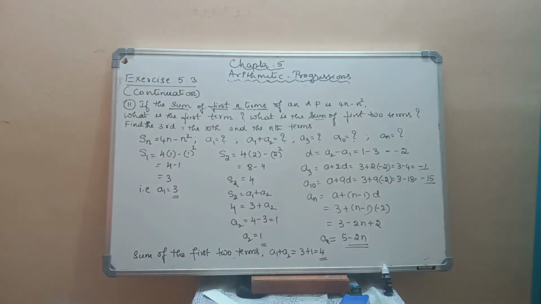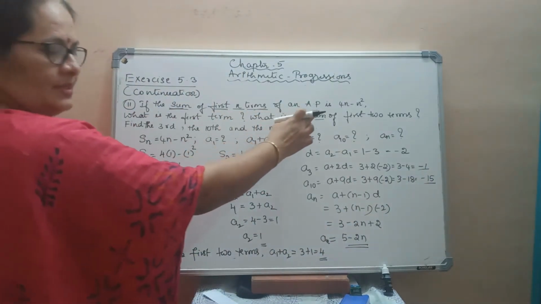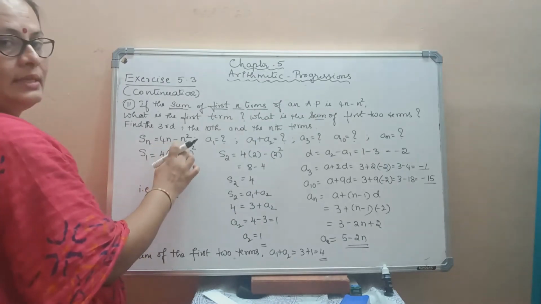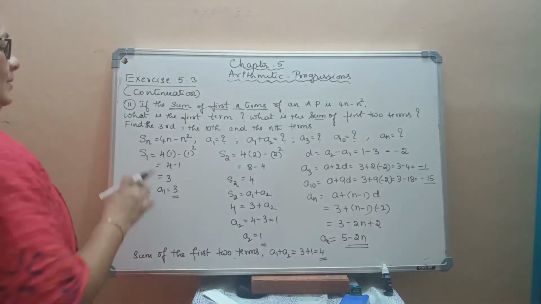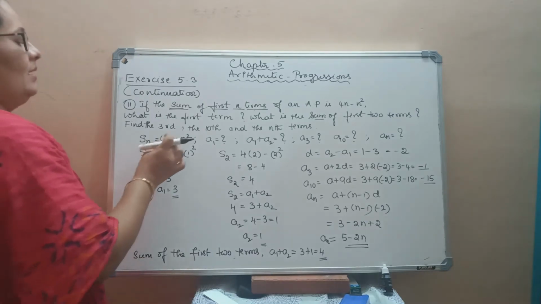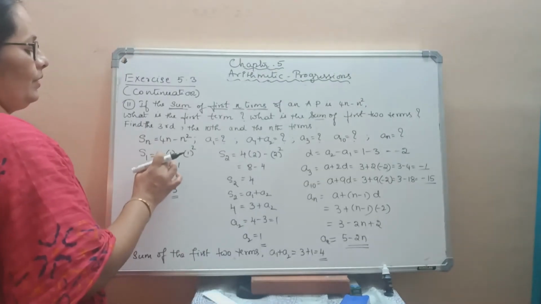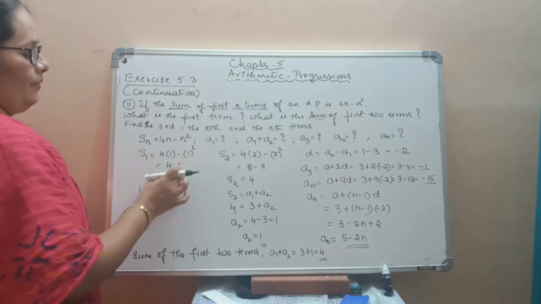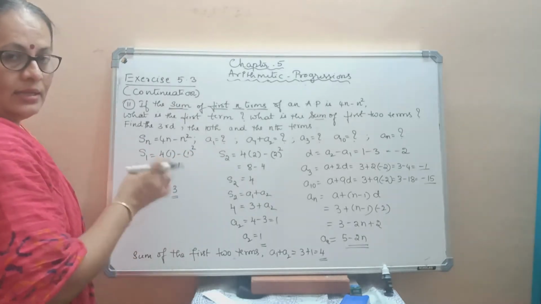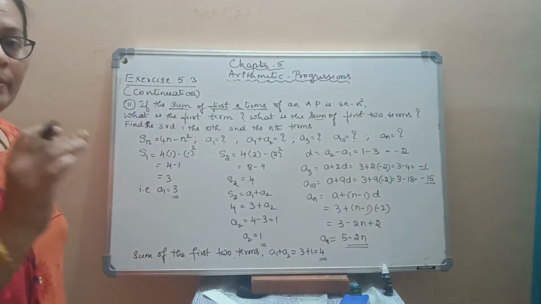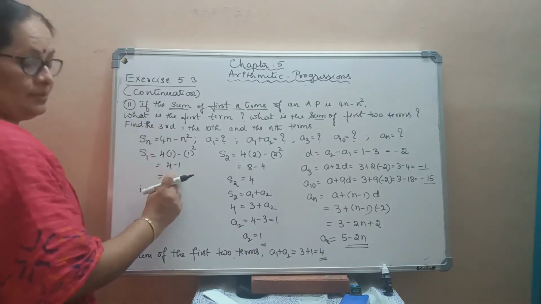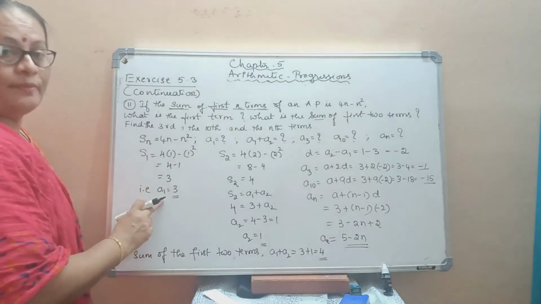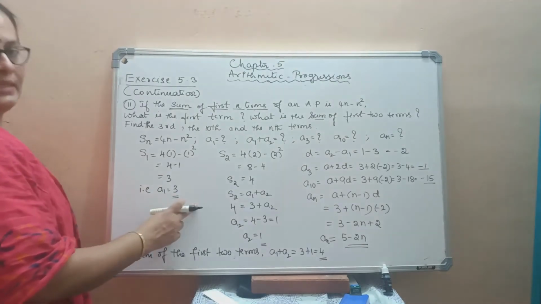Once again I'll repeat. Sum of first n terms is given, which is 4n minus n square. So the sum of the first term is n equals 1. So 4 into 1 minus 1 square, 4 minus 1, which is 3. Sum of first term is nothing but the first term itself. Therefore, S1 equals 3, which is equal to the first term of the AP, which is 3.